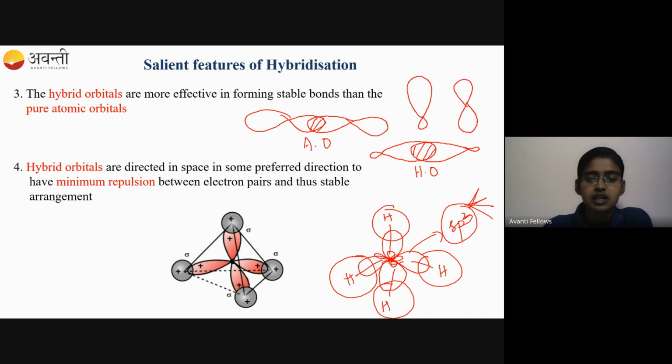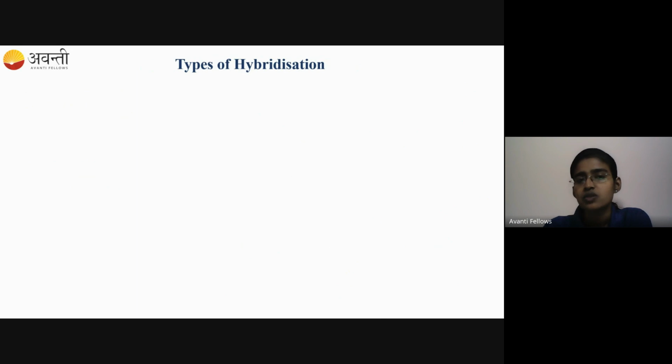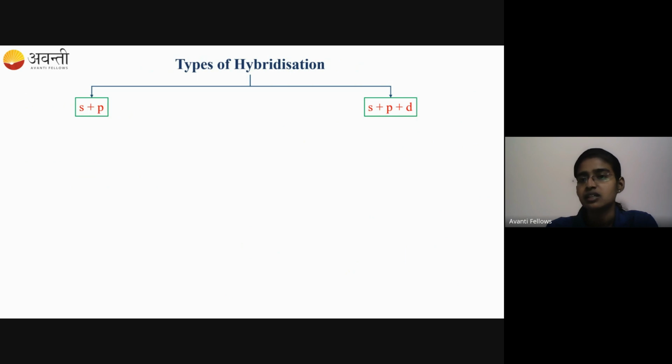So now let's see the types of hybridization. We have 2 different combinations of mixing of atomic orbitals. One is s orbital and p orbital mixing, and the other one is spd. All 3 orbitals, if they mix with each other, will also produce some type of hybridization. Let us see one by one. For s and p, we have 3 combinations: sp, sp2, sp3, and for spd, again 3 combinations: sp3d, sp3d2, sp3d3. So these are the types of hybridization.